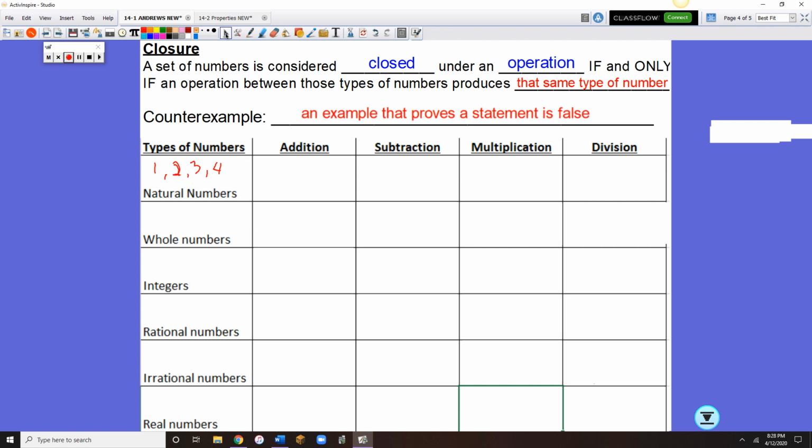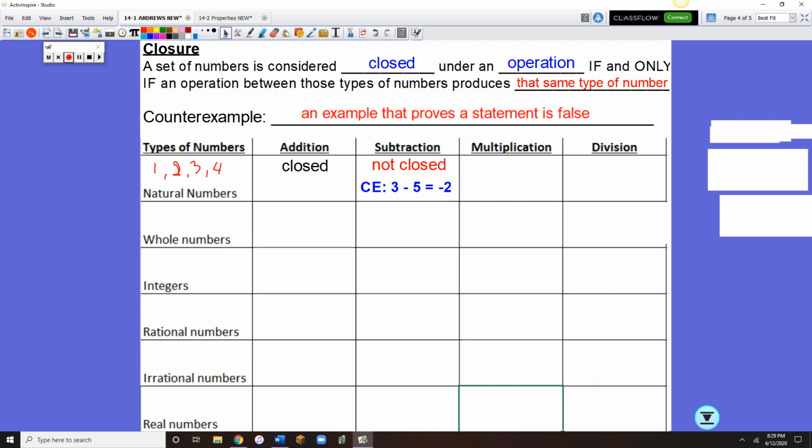Okay, so under addition, like I said, that's closed. That means that if I take any two natural numbers, it doesn't matter what they are, and add them together, all I can get back is a natural number. Okay, subtraction. Is it possible to take any of these numbers and subtract and get something that's not a natural number? Well, turns out that's not closed.